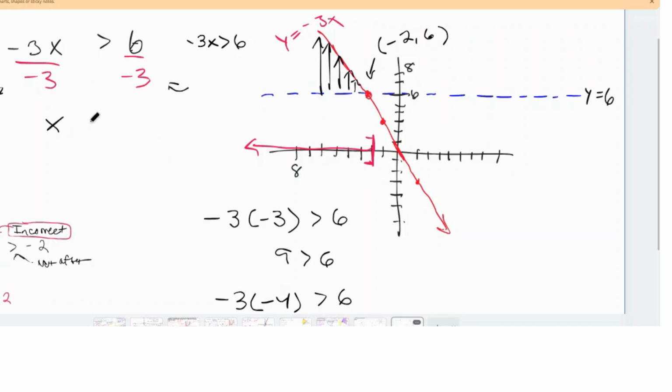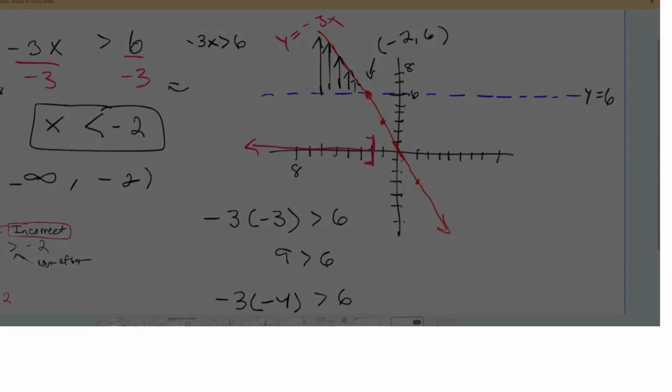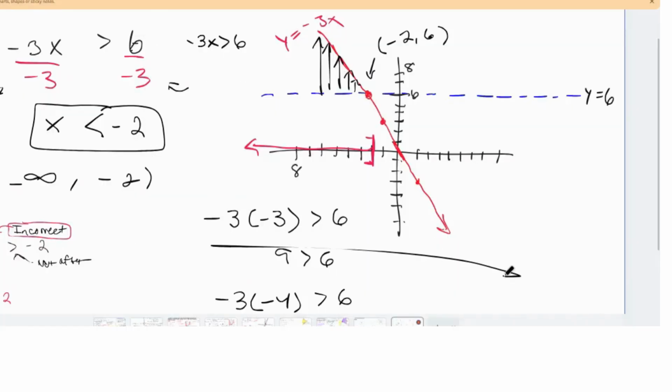So that means now you got x as, we don't keep it, we switch that direction, and that would be the solution set. Or you could write it as -infinity, -2. Because if you substitute -2, you just get 6 is greater than 6. That doesn't work. All the numbers before -2 do work. All the numbers after -2 don't work.